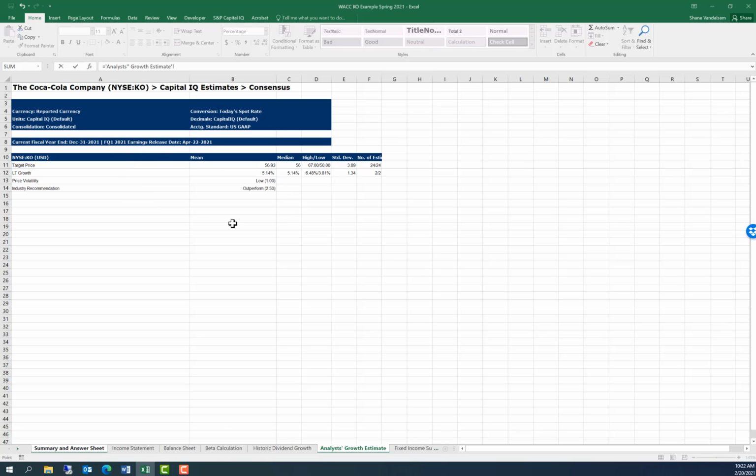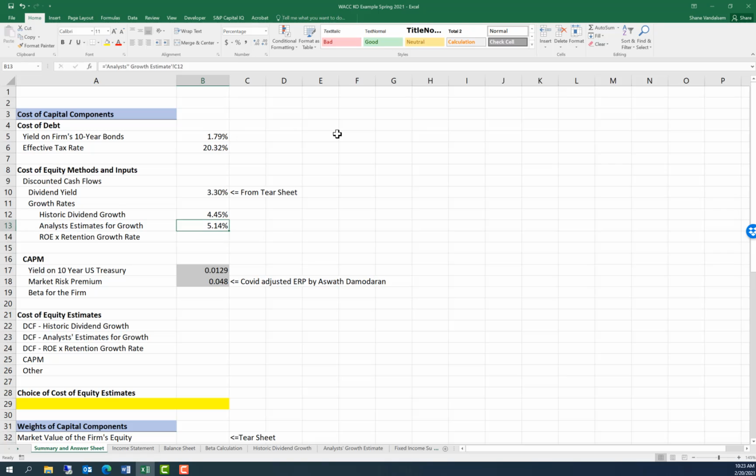And what I like to use, and I apologize it's not larger here, is the median here. Now you can see for Coca-Cola, their median and their mean are the same. So it's 5.14%, which isn't terribly different than the historic dividend growth. And then finally, just to mention that that analyst estimate is for the earnings per share growth. If a company is mature and is stable, we would expect to see the dividends grow along with the earnings per share.